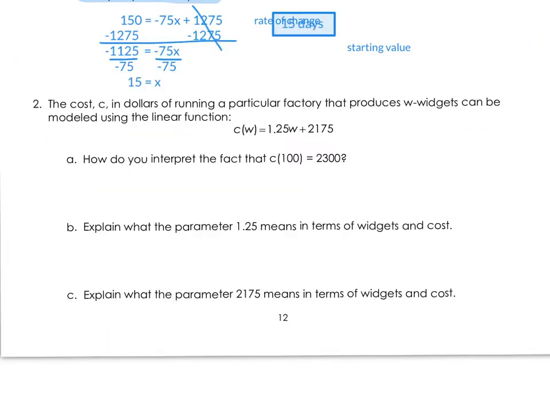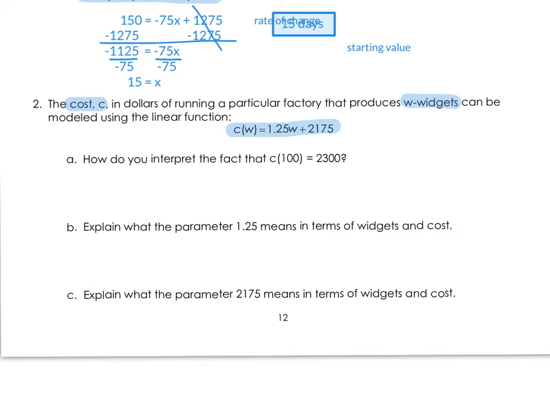Next question. The cost, C, in dollars of running a particular factory that produces W widgets can be modeled using the linear function C of W equals 1.25 W plus 2,175.